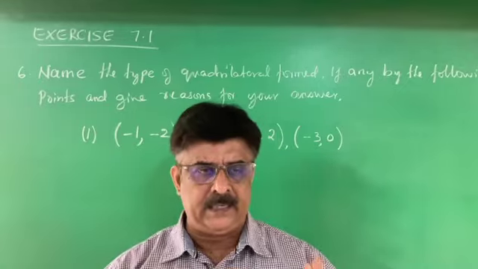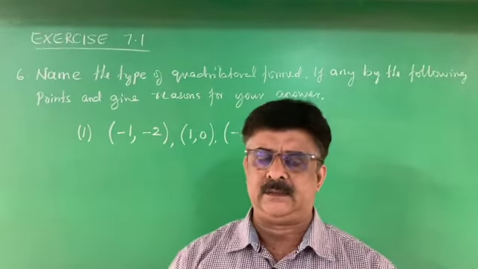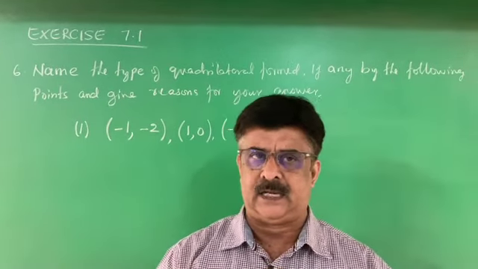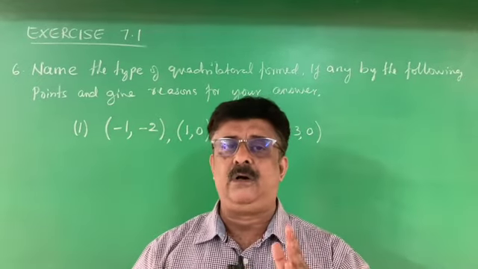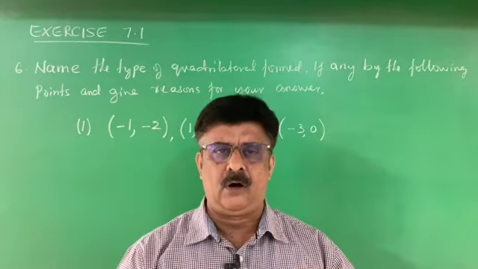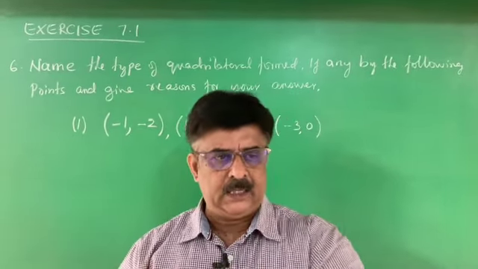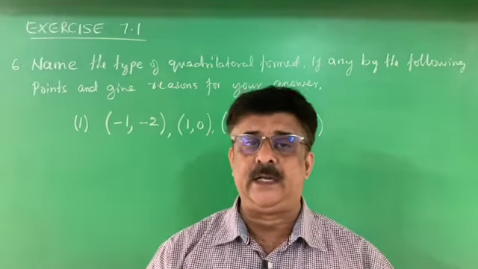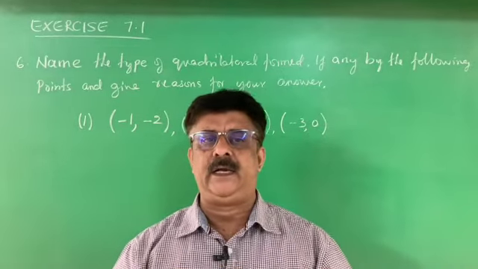A coordinate system is a system of two axes, the x axis and the y axis. The x axis is the horizontal axis, also called the abscissa. The y axis is the vertical axis, also called the ordinate. Both these axes intersect at a point called the origin. The coordinates of the origin are 0, 0. If a point is on the x axis, its y coordinate is 0. If a point is on the y axis, its x coordinate is 0.